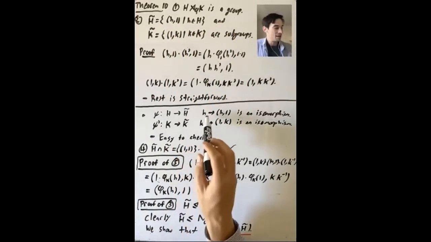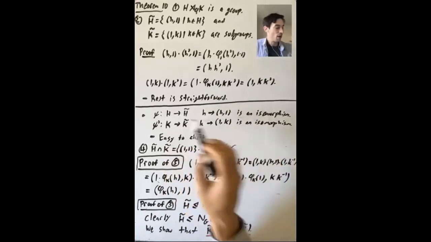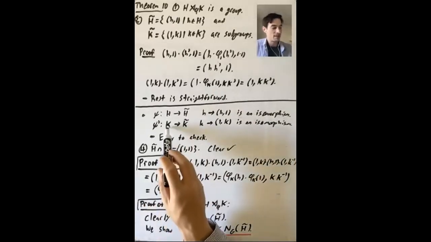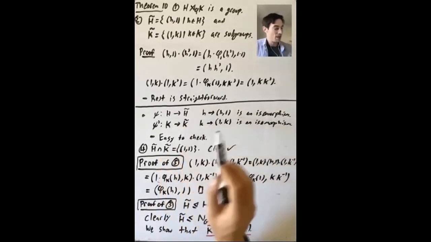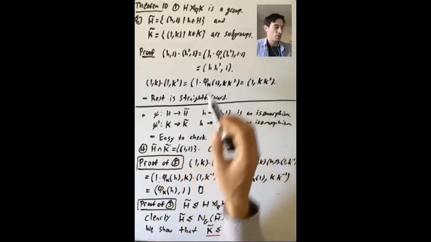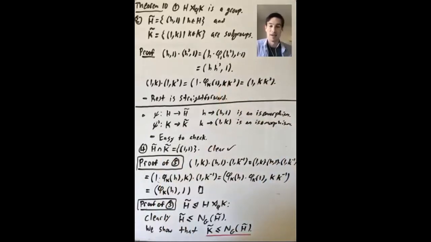The map that takes some element little h in H to the pair (h, 1) in H tilde is an isomorphism. And the same thing, the map that takes some element little k in K to the pair (1, k) is also an isomorphism. This is very easy to check given how the product works in H tilde and K tilde. So I won't write out the details here.